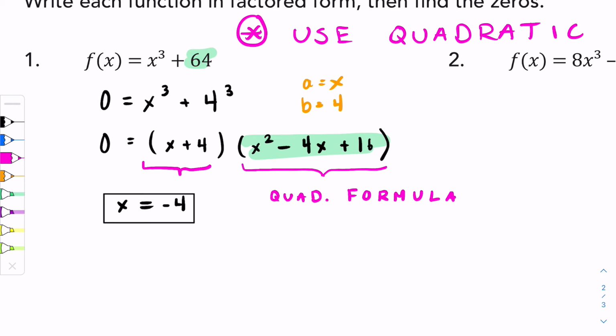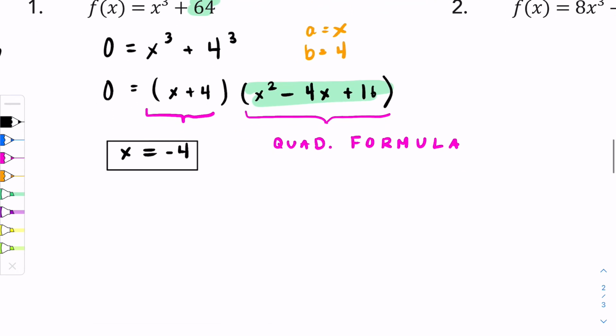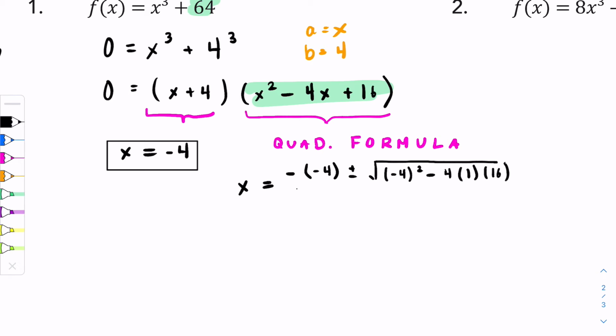All right, to use the quadratic formula for x squared minus 4x plus 16, that means we're going to set up an equation, negative b, which is negative and then -4 for b, plus or minus the square root of b squared, -4 squared, minus 4 times a, which is 1, times c, which is 16. And this is all divided by 2 times your a value of 1.